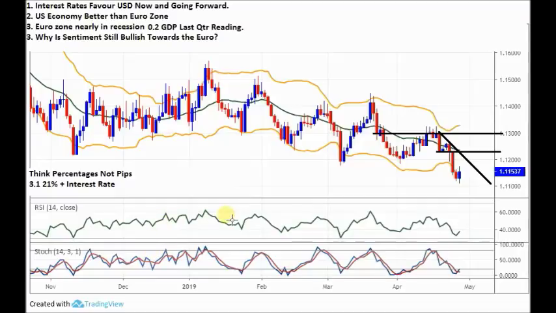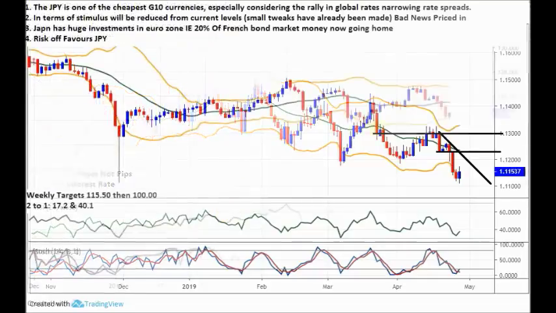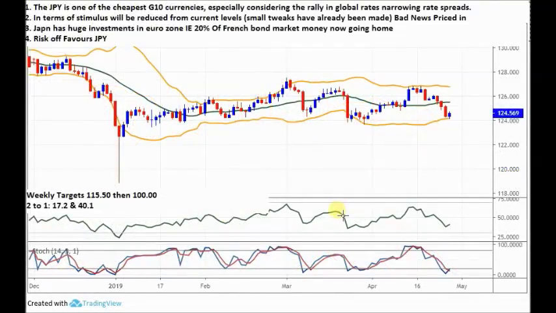So for me, limited upside, a lot of downside. Right, let's look at another pair that interests me, which is Euro JPY. Euro JPY, just the daily chart. I won't do the weekly chart. I've just done my targets down here. 115.50, then 100. So a long way to go from here. 900 pips really to the first target, and obviously a lot more to the second.